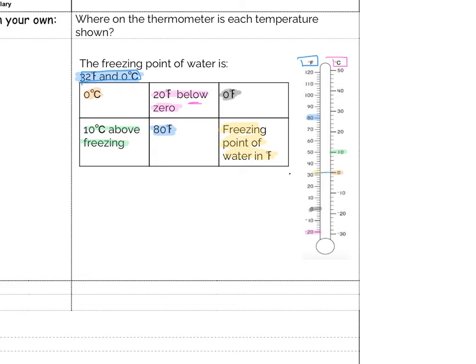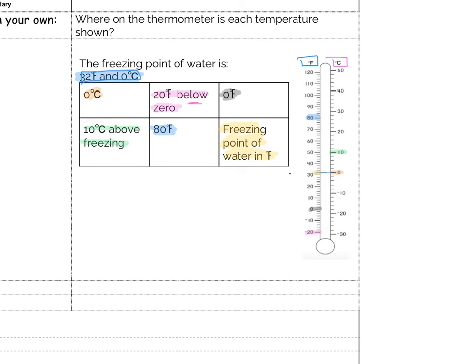80 degrees Fahrenheit, starting at 0 degrees over here on the left, then 80 degrees is all the way up here. This is where I'd love to be, 80 degrees Fahrenheit. And then the freezing point of water in degrees Fahrenheit. So in the problem, it tells us 32 degrees Fahrenheit is the freezing point of water. So we're just going to go over to the 0 and think about the freezing point of water is 32 degrees. So that's about right here, this little yellow line.